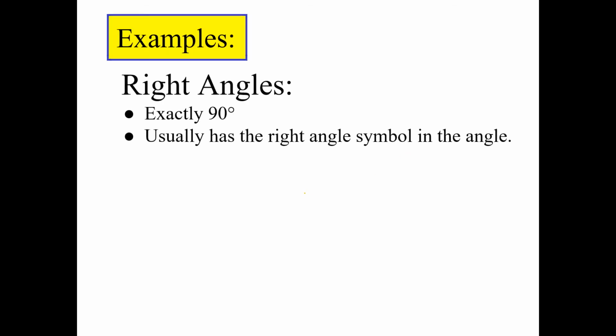These are our right angles. They're exactly 90 degrees. And when we have a picture, it almost always has a right angle symbol right here. It's usually some kind of square. If you see that, this is 90 degrees. Always 90 degrees. So right angles are always easy to recognize just because they have the right angle symbol in there.